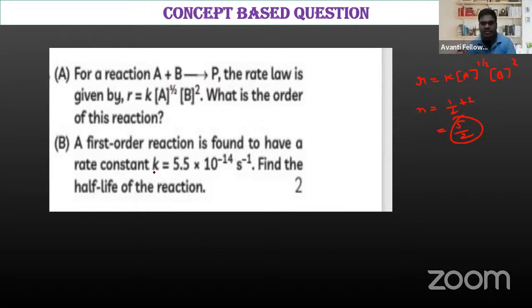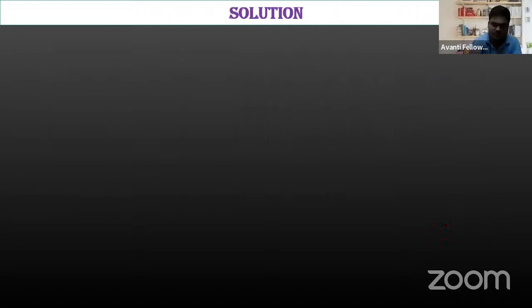Now a first order reaction is found to have a rate constant k, which is given as 5.5 times 10 raised to the power minus 14. Find the half-life. So we know the half-life formula for the first order: 0.693 divided by k. So we know the value of k, just put the value of k here and you get the value.